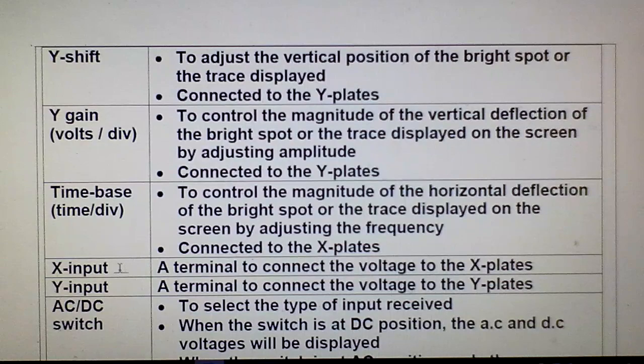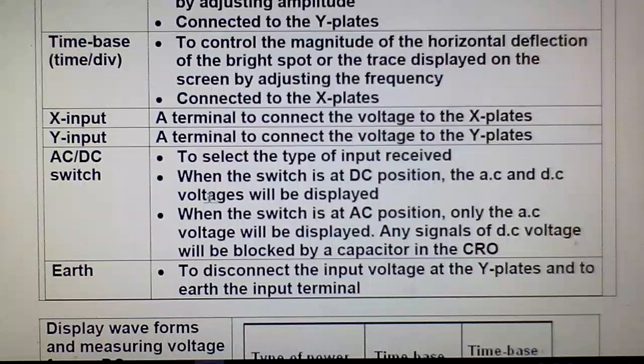Okay, so normally if you want to measure voltage, we input at Y input. If you want to measure short time interval, normally we input at X input. The AC DC switch selects the type of input received. When the switch is at DC position, the AC and DC voltage will be displayed. At AC position, any DC voltage will be blocked by a capacitor in the CRO. Earth disconnects the input voltage at the Y plate and earths the input terminal.